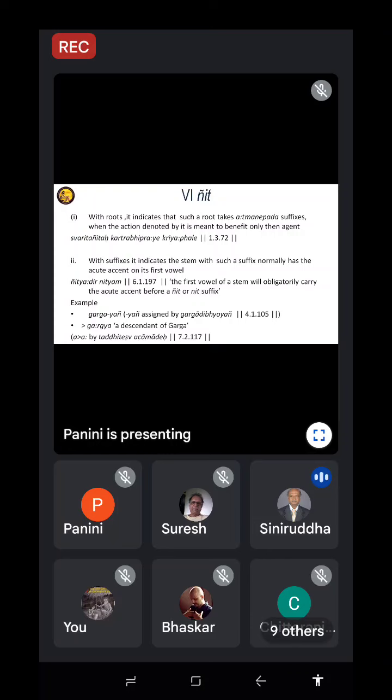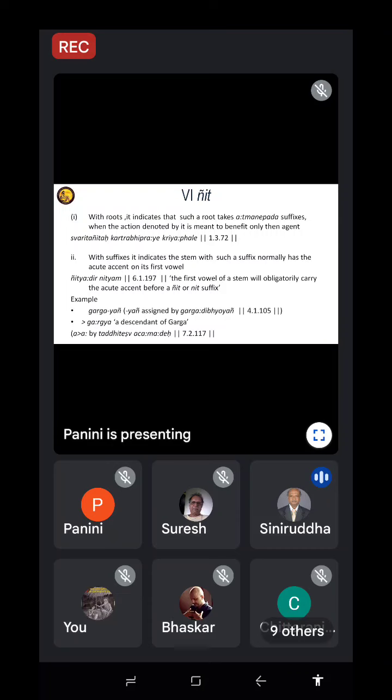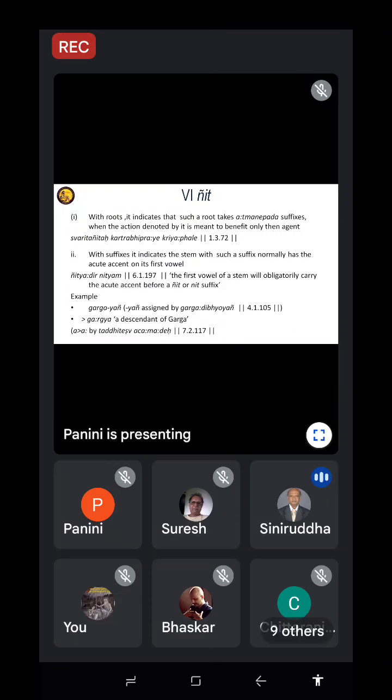With the root, it indicates what is that? Atmanepada suffix is to be used. That's why we get the suffixes like kriya phale, atmanepada: pachati, pachate, yajati, yajate. With the suffix, it indicates that if it is with the dhatu. Okay? Anudattanganit, atmanepada. But anudattanganit who? The verbal root. If the dhatu is marked with anudatta or ngit, you get atmanepada like yajate and kurute. If it is with a suffix, what do you get? You get vriddhi, ni, adi, nitya.